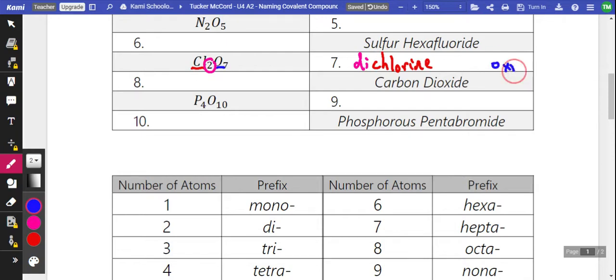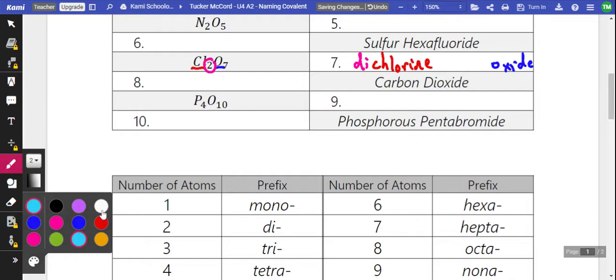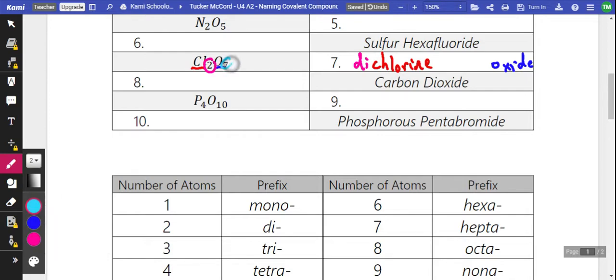Oxide, kind of squeeze it over here. The prefix for 7 for my oxygen is hepta. So I precede that oxide part with hepta to say that there are 7 oxygens there. So the name for this right now looks like dichlorine heptaoxide, which is not bad.